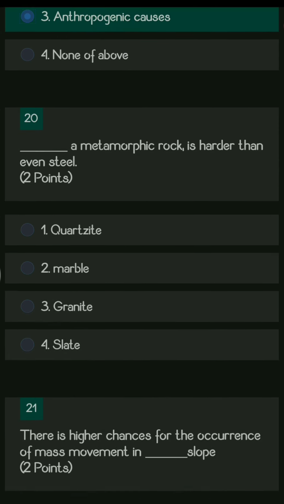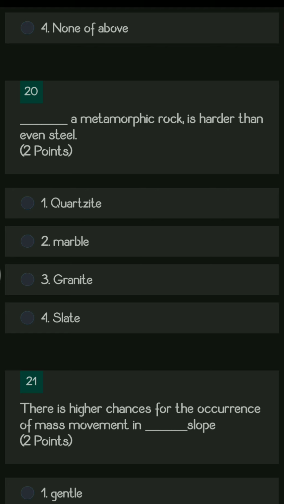Next question. A metamorphic rock is harder than even steel. So the options are quartzite, marble, granite and slate. So the right answer is quartzite.